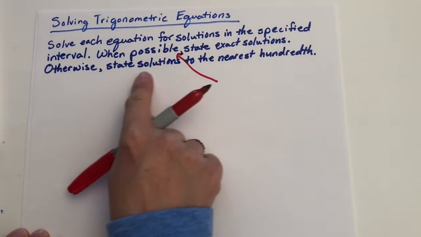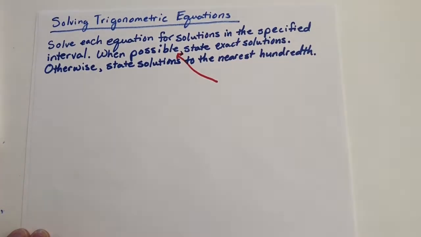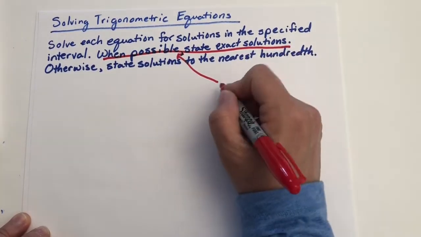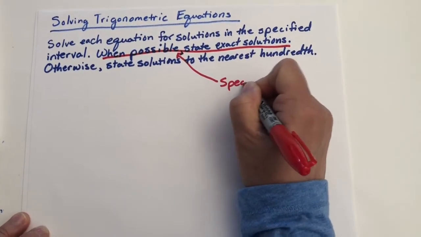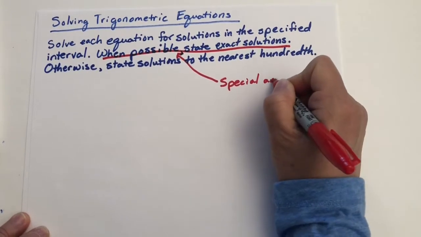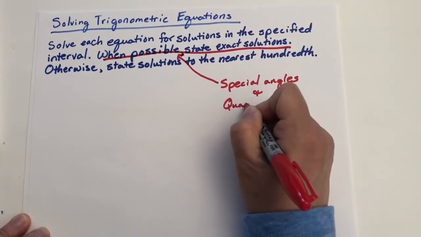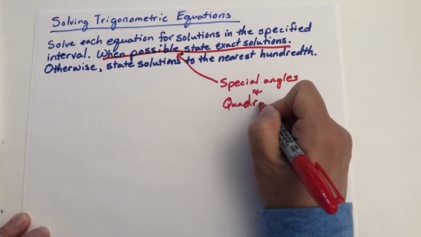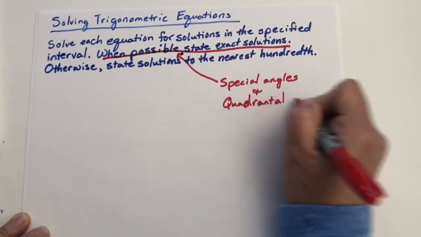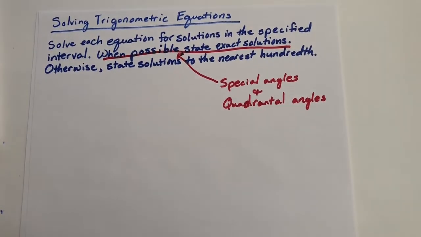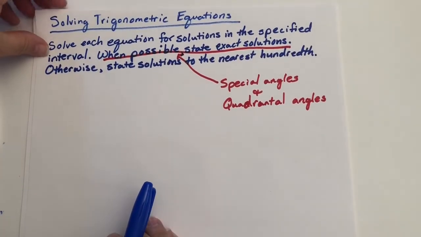Otherwise, we're going to grab our calculator and find solutions to the nearest hundredth. So when possible, state exact solutions, I'm talking about special angles and quadrantal angles. And I'll make that point one more time on the first example. Okay, so let's go. The first problem we're going to solve is this one.